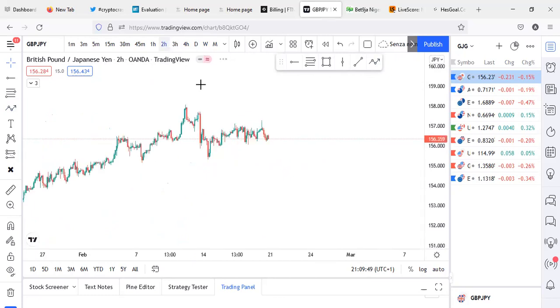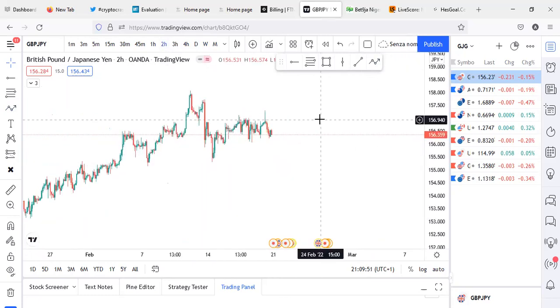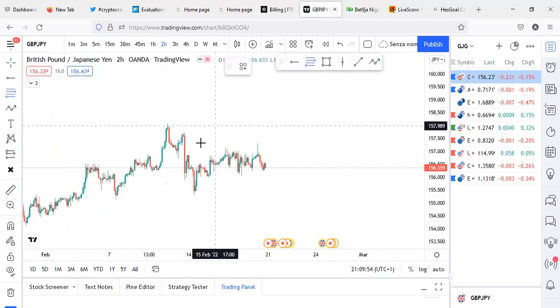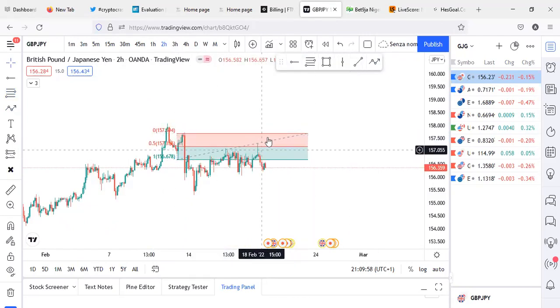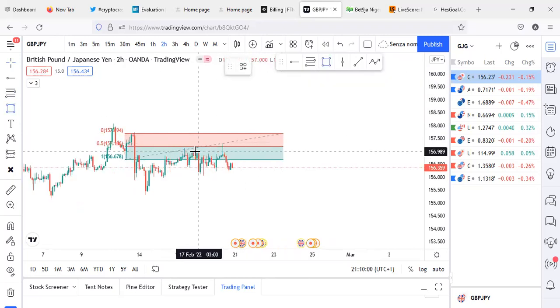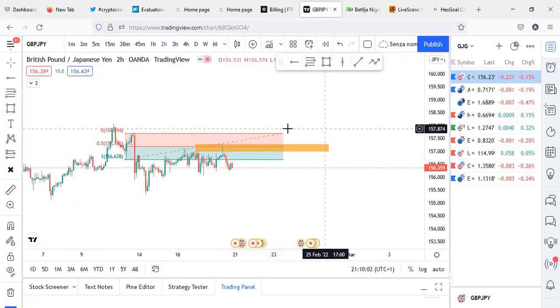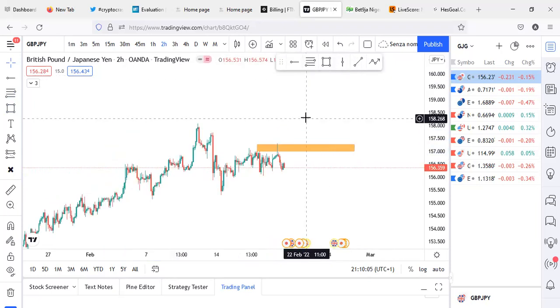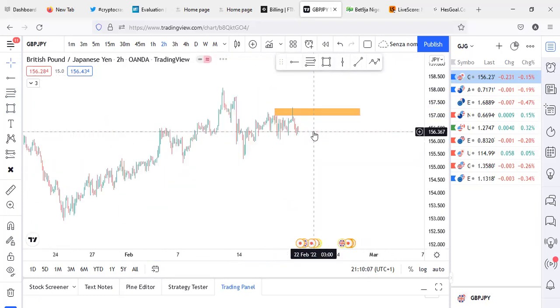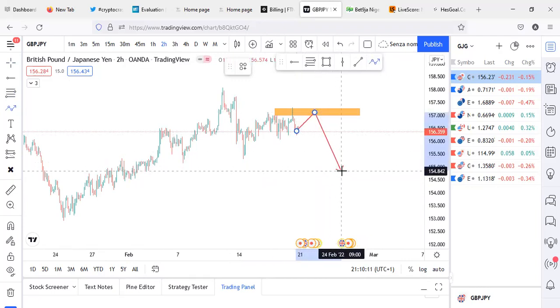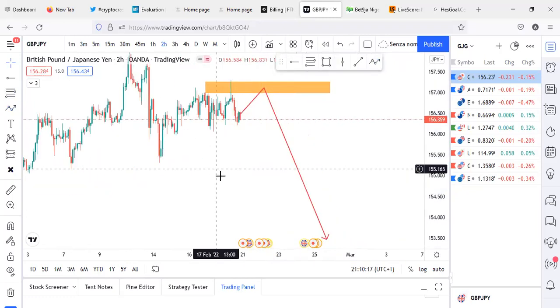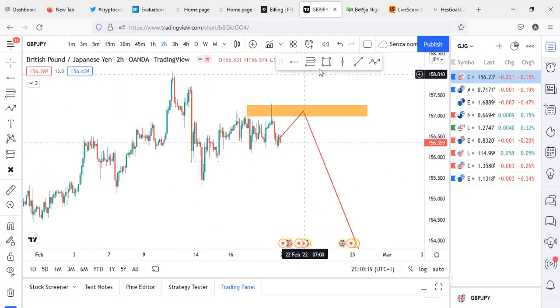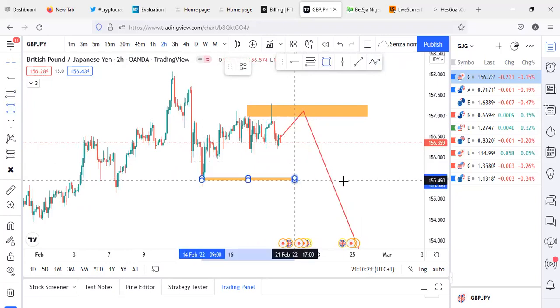So for GBP JPY, how can we get entries? The first area I should see is this order block that is mitigated. So I'll probably focus on this place first. If the market opens and you see something like this, then I'm probably down to take it. Now we can also watch out for this area.